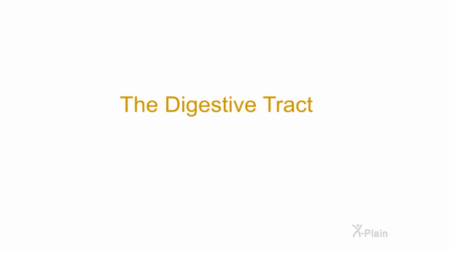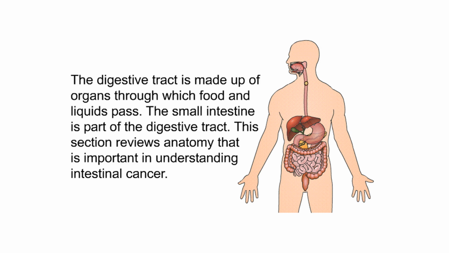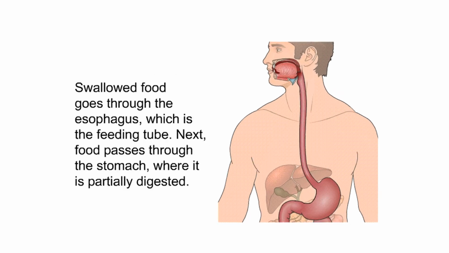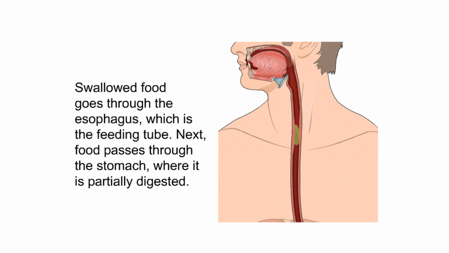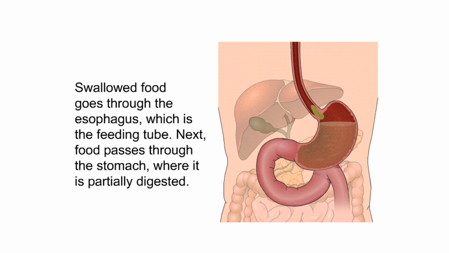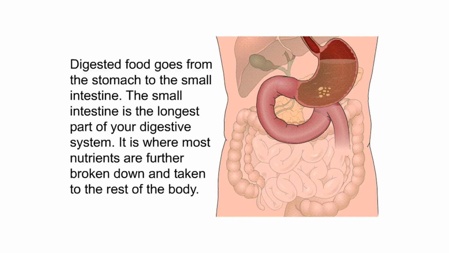The digestive tract. The digestive tract is made up of organs through which food and liquids pass. The small intestine is part of the digestive tract. This section reviews anatomy that is important in understanding intestinal cancer. Swallowed food goes through the esophagus, which is the feeding tube. Next, food passes through the stomach, where it is partially digested. Digested food goes from the stomach to the small intestine.